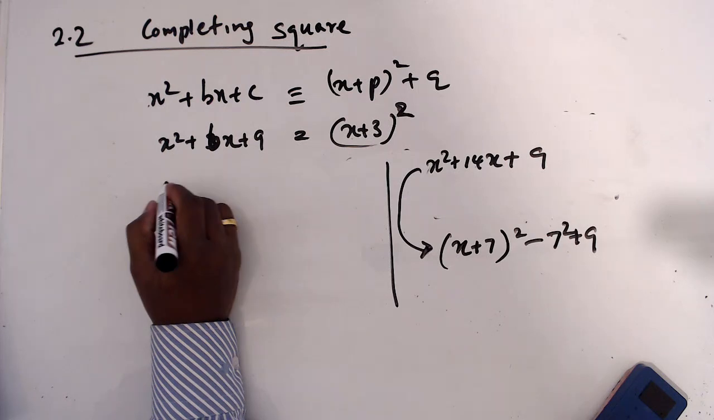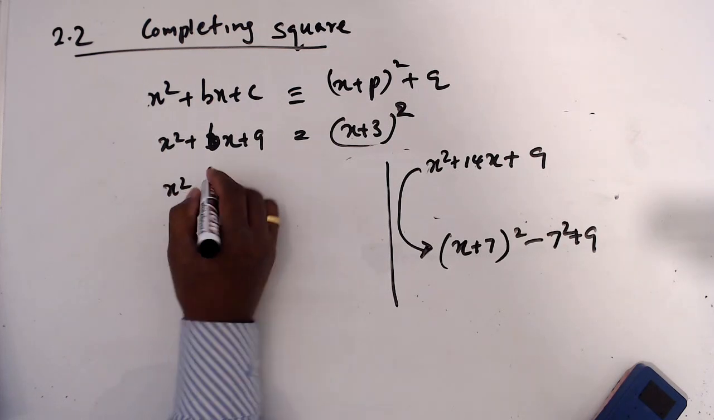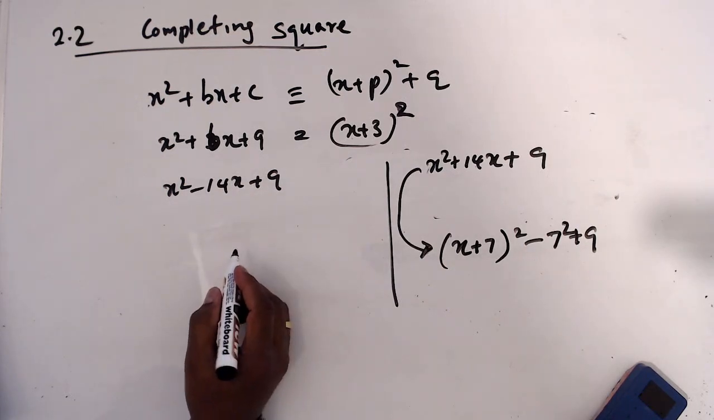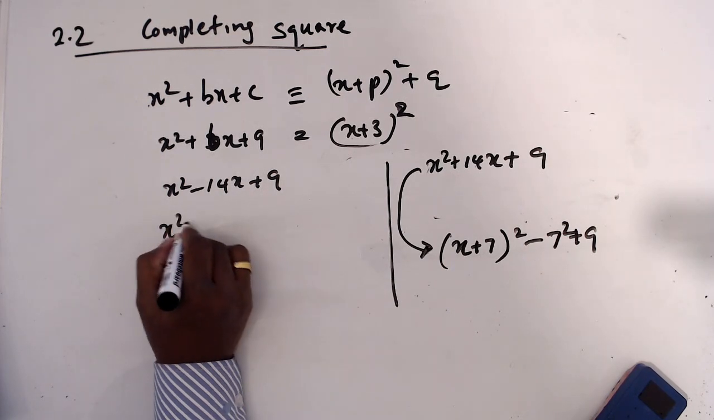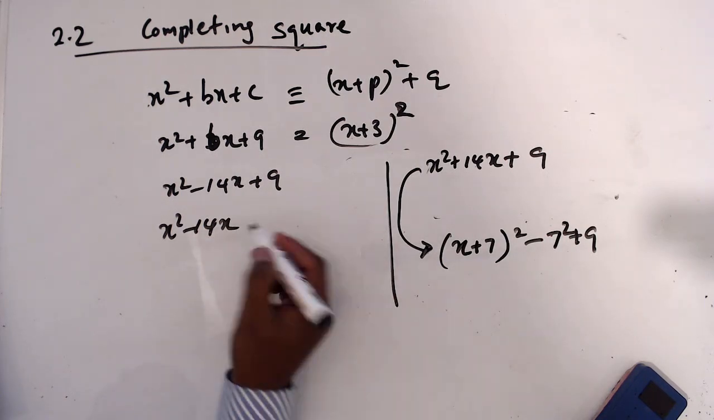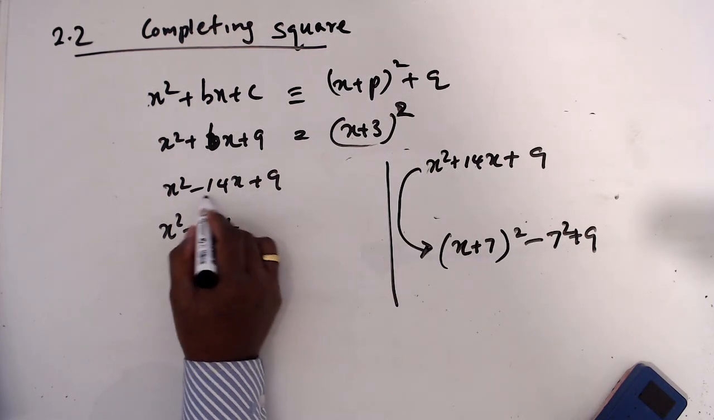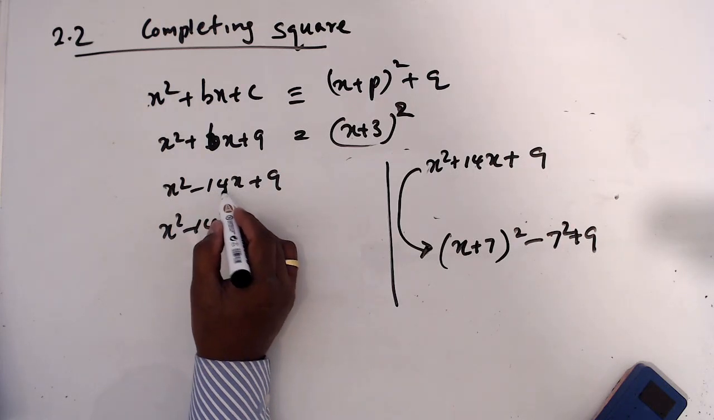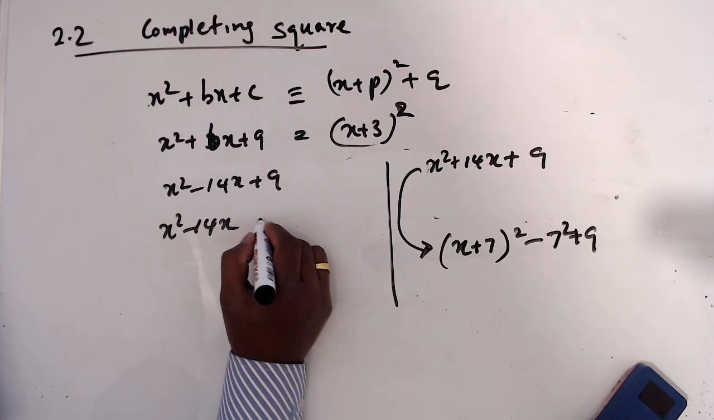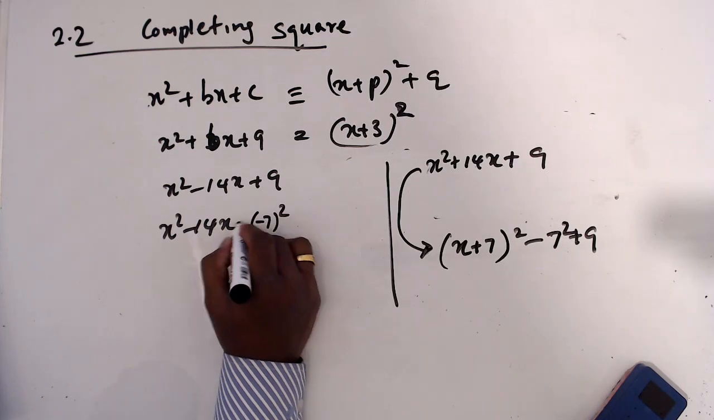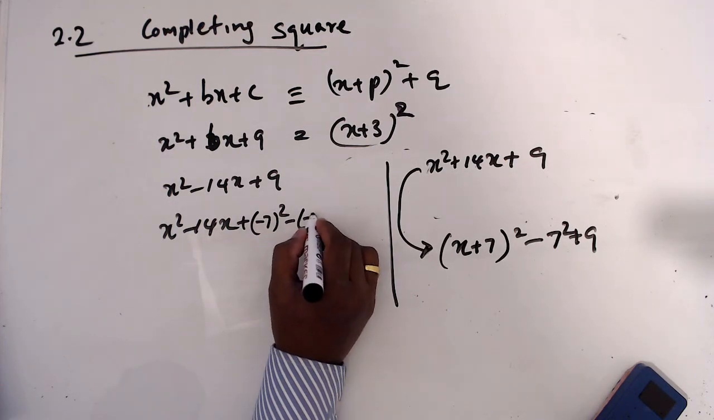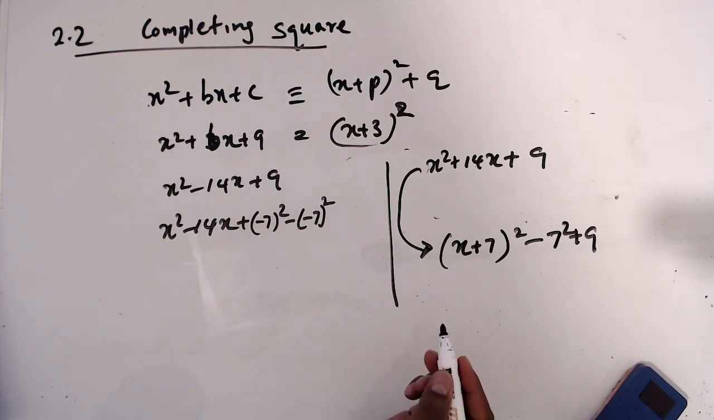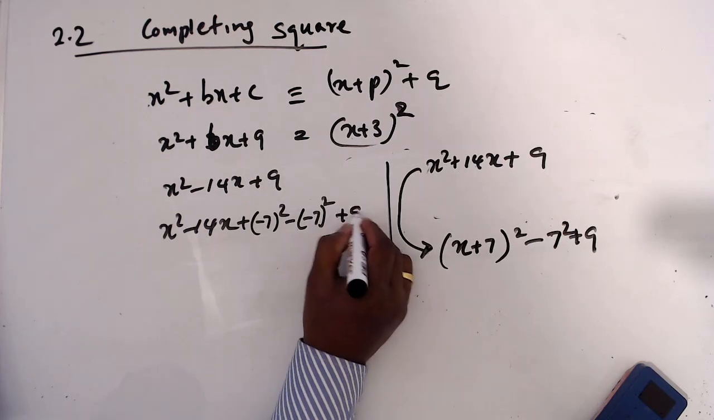How about x square minus 14x plus 9? So x square minus 14x, still you want to do the same thing. What is half of minus 14? Minus 7. Then you want to add minus 7 square, and you want to take it out, minus 7 square, and then plus 9 is there.